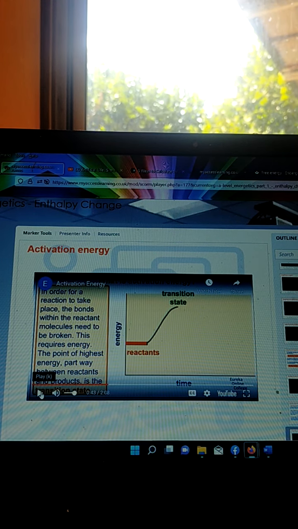Now, in order... And then it climbs to a transition state. Now listen very carefully to what you say to yourself, or what you say to the students now. For a reaction to take place, the bonds within the reactant molecules need to be broken. So breaking bonds is an end. Right. First of all, for the reaction to start, or even to proceed, yes, I agree that some bonds need to be broken. Do they all need to be broken? No, the reaction can start with just breaking a few bonds.